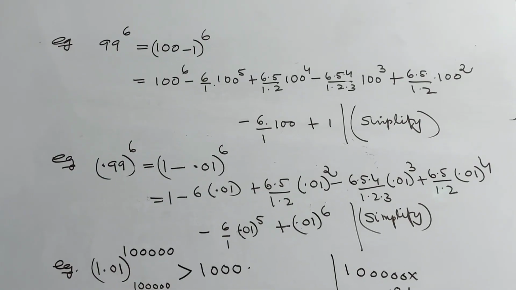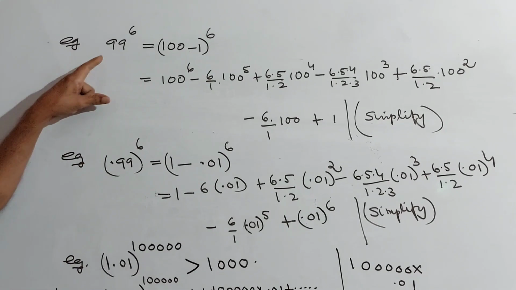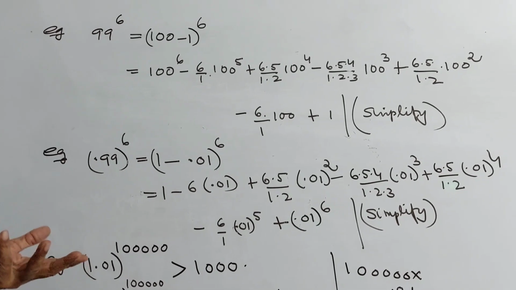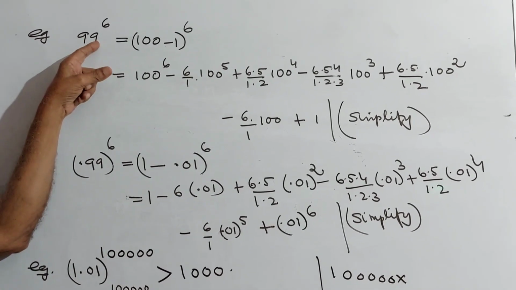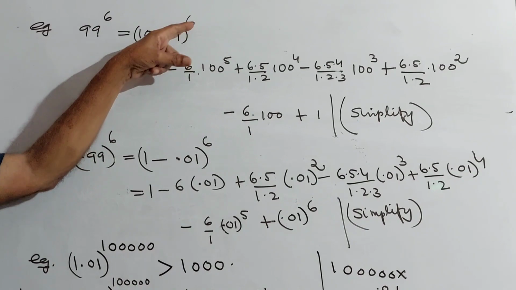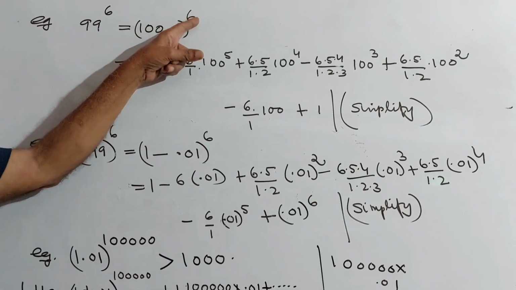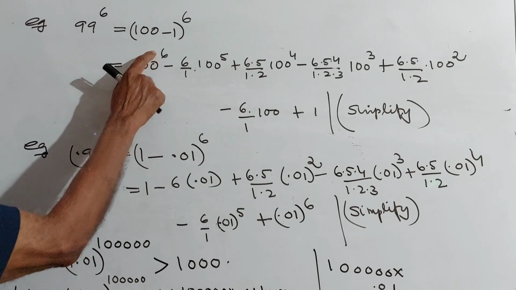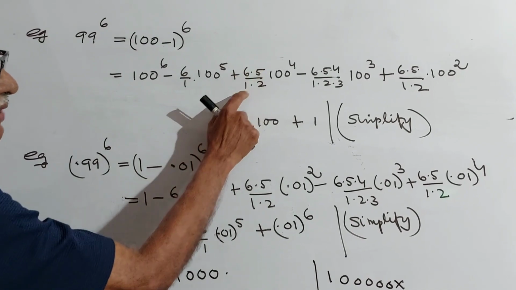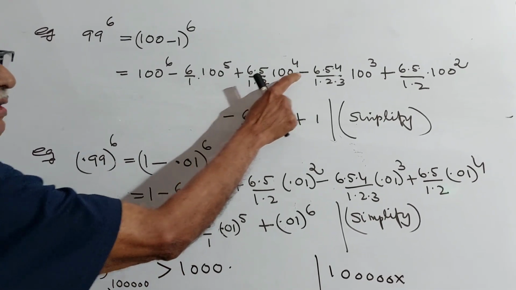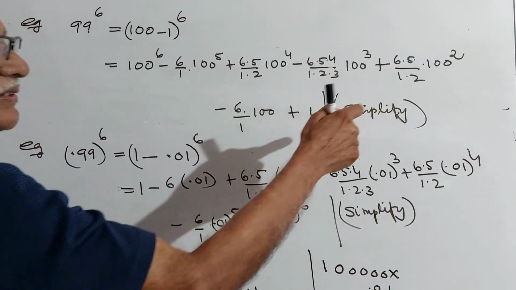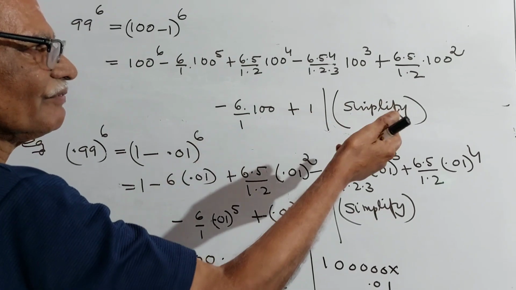Answer. Now we consider two examples. Expansion of (99)^6 using binomial. So we require some number near 99 which is comfortable to work with. So we take 100 − 1 is 99, power 6. Now this is the (a − b)^n formula. So the result is 100^6 − (6/1) 100^5 + (6×5)/(1×2) 100^4 − (6×5×4)/(1×2×3) 100^3 + (6×5×4×3)/(1×2×3×4) 100^2.